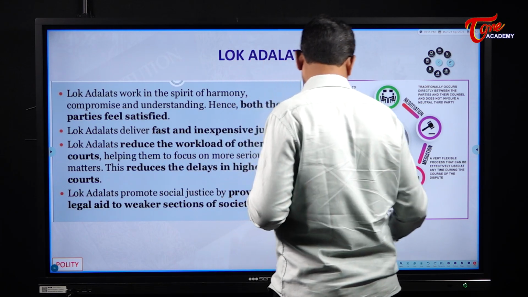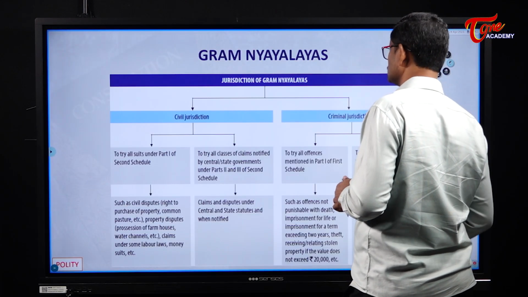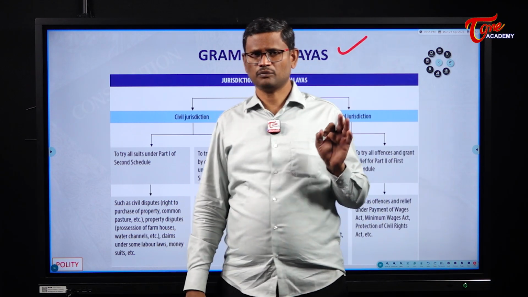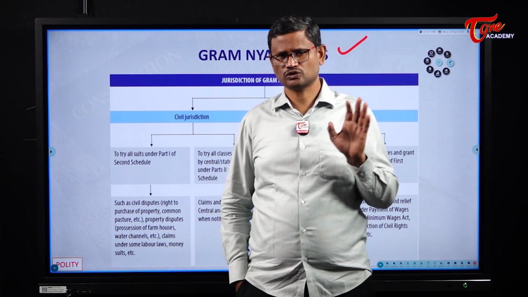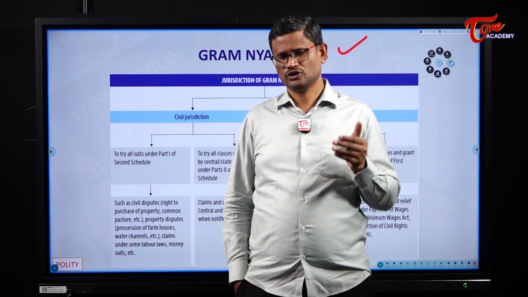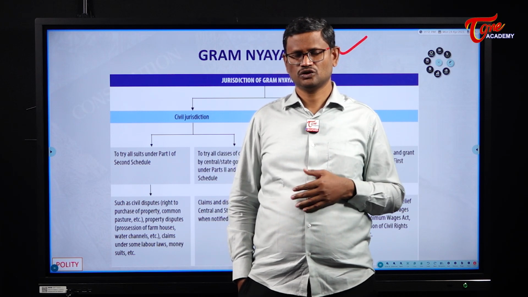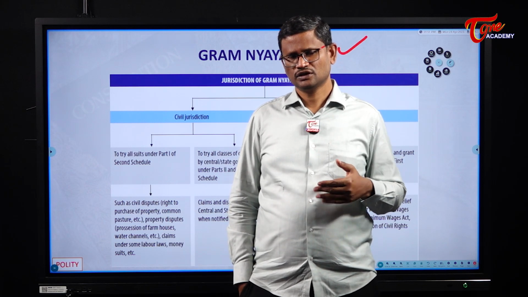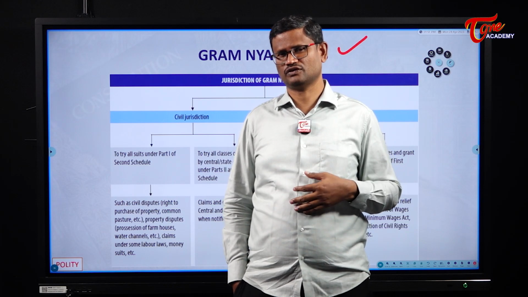Then we also have Gram Nyayalayas. In 2008, Indian Parliament enacted a legislation called Gram Nyayalayas Act 2008. It is nothing but local courts at the doorstep of the people of this country. To make justice more accessible to the people in the rural areas, the idea of Gram Nyayalayas was taken up on the recommendations of the Law Commission of India.